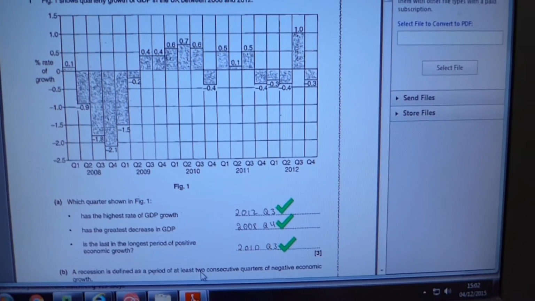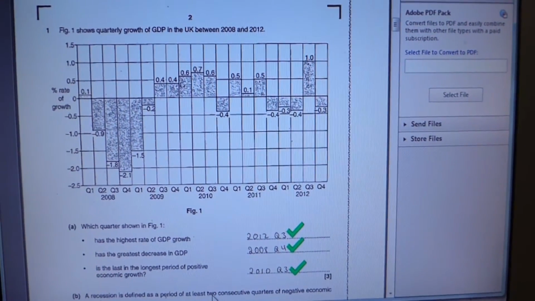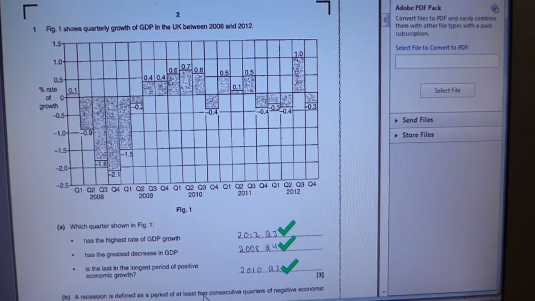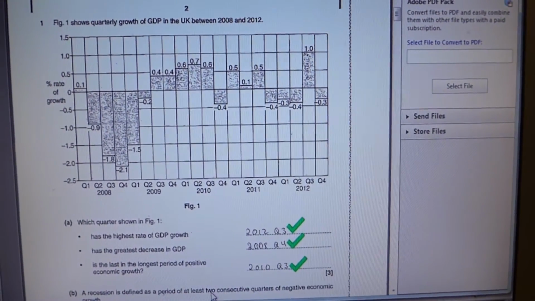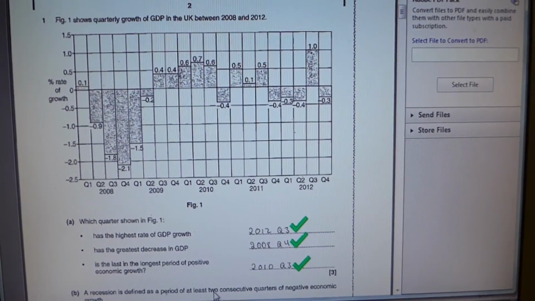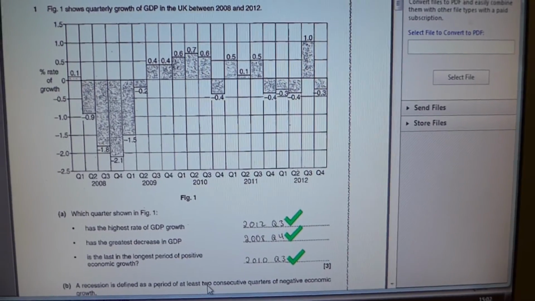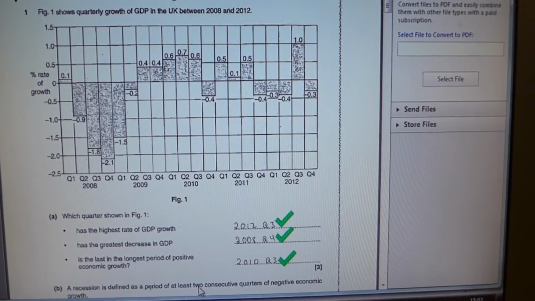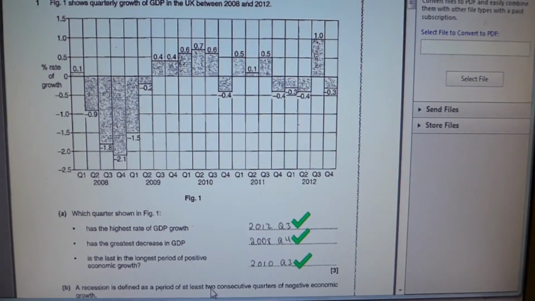So here we are on question 1. Now there were quite a few data sets for you to interpret on this particular paper. So do make sure that you are familiar with data in all of its forms, being presented in various different forms. You'll obviously be asked to interpret it. This one simply asks you to read from the data.